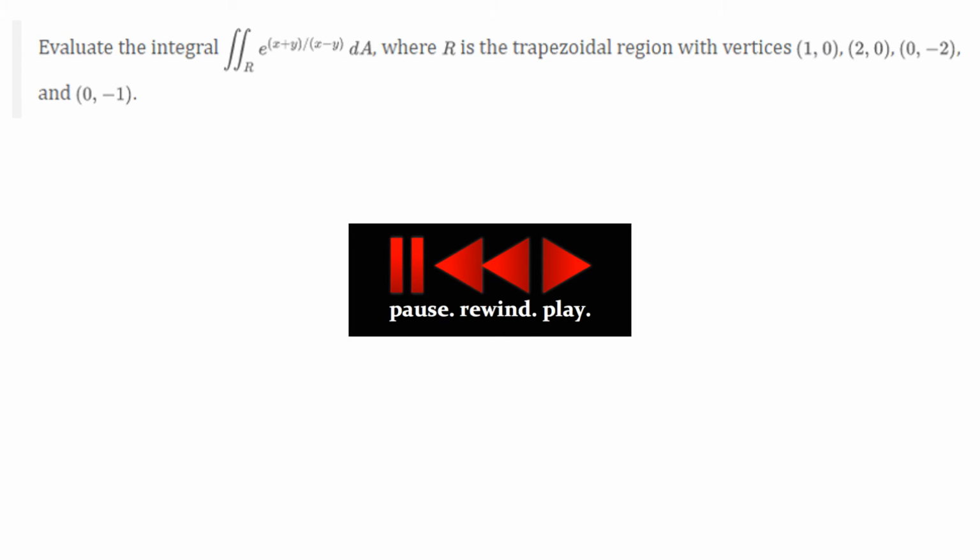Let's look at another problem. We're going to evaluate the double integral over region R of e^((x+y)/(x−y)) dA, and R is the trapezoidal region with vertices (1, 0), (2, 0), (0, −2), and (0, −1). Now here we have a complicated function that might be simpler, and so we're motivating some change of variables there. And we also have a complicated region. You know what to do. Let's see how you did.